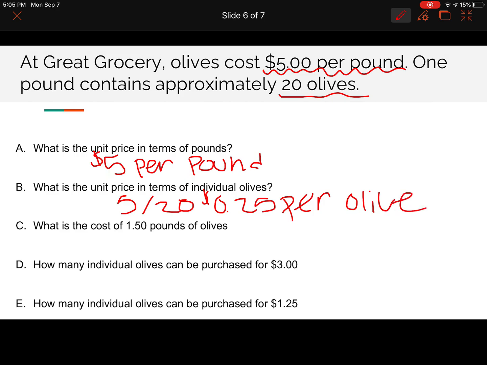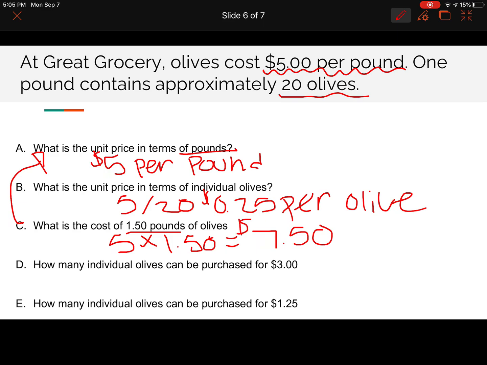Alright, so what is the cost of 1.5 pounds of olives? I'm going to look back at problem 8 because this is where I dealt with pounds by unit price per pound. So what is the price for 1.5 pounds of olives? I'm going to look at my unit price per pound. So it's 5 times my amount of pounds, so 1.5. In my calculator, I'm just going to plug that in. So 5 times 1.5 is going to give me 7.5, so $7 and 50 cents, and that's what 1.5 pounds is going to cost me. Make sure you're including the dollar signs for my units.